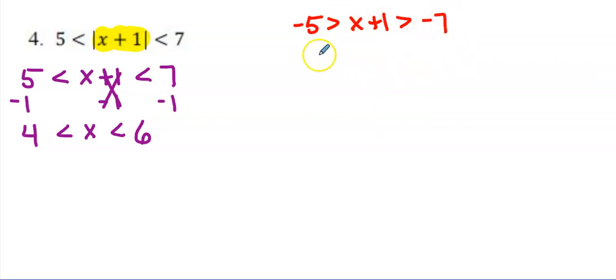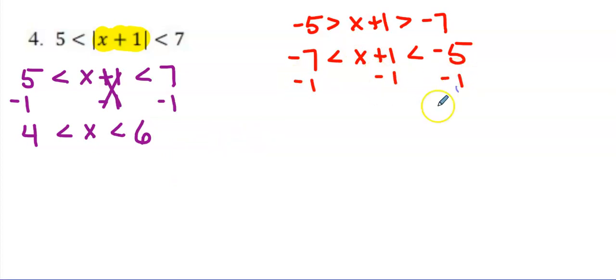I'm going to take this -7, put it over here. I'm going to say -7 is less than x plus 1 is less than -5. Okay, so I just wanted to switch it around. You don't have to. You can actually solve it like this, but I think it's easier to do the graph if you've done it this way. So again, I'm going to subtract 1 everywhere. I end up with x in the middle, and this is -8, and then this is -6.